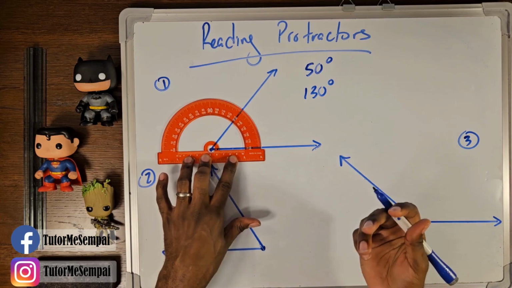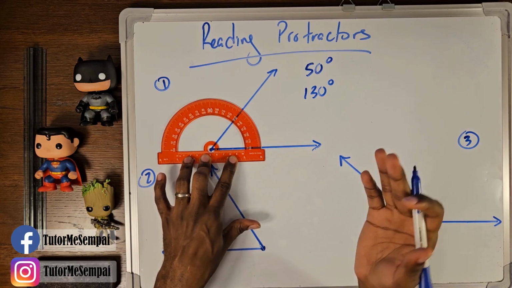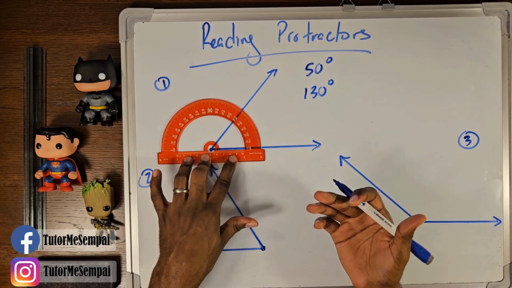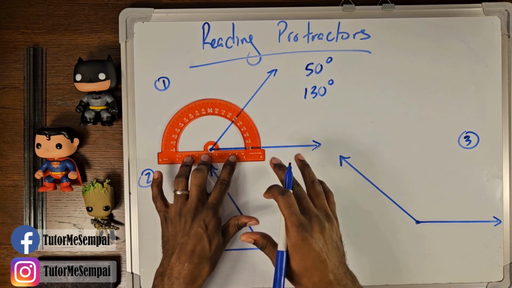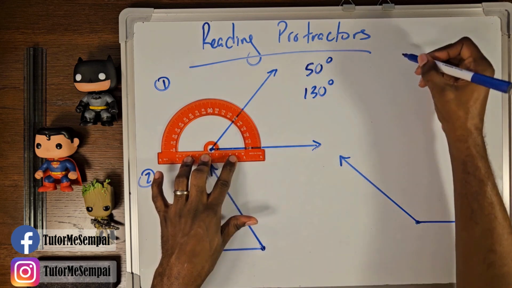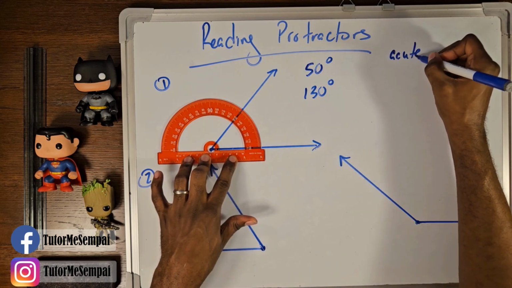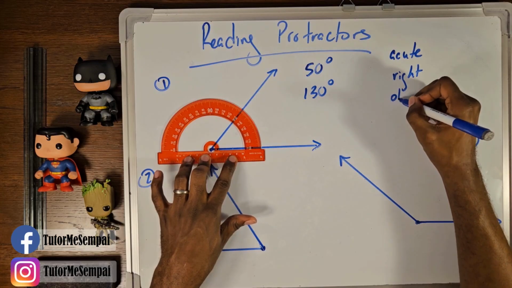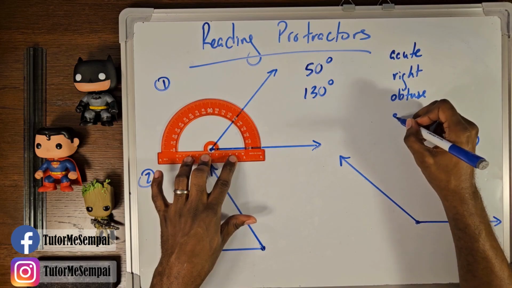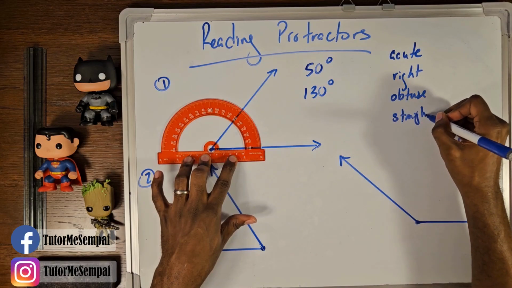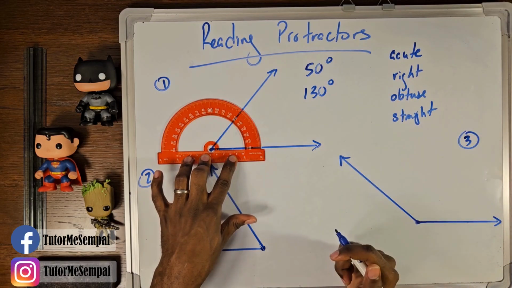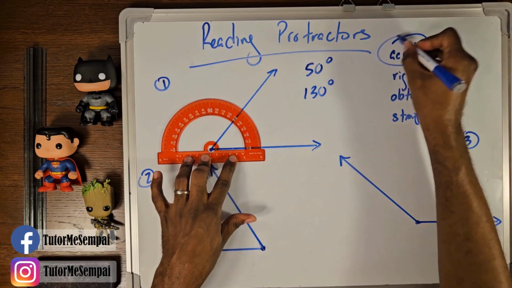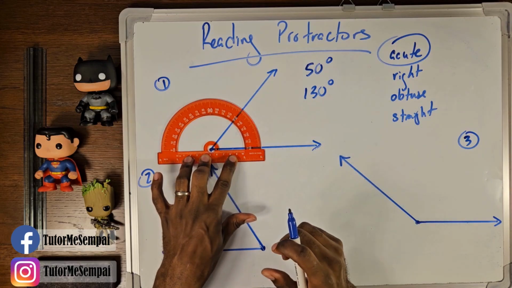How do we know which one to use? Well, you can do one of two things. You can use what you know about your angle. So for example, what type of angle is this? Is it an acute angle? Is it a right angle? An obtuse angle? Is it a straight angle? What type of angle is this? Well, this one is going to be an acute angle. It's a small angle.